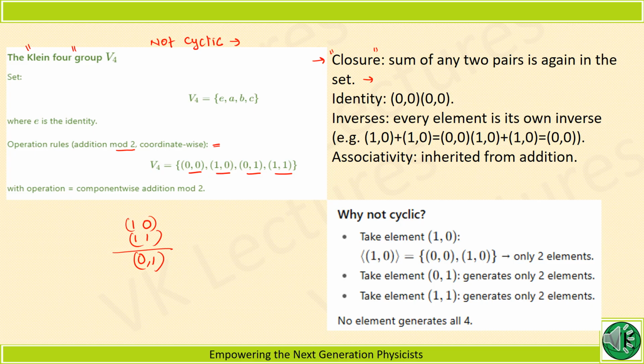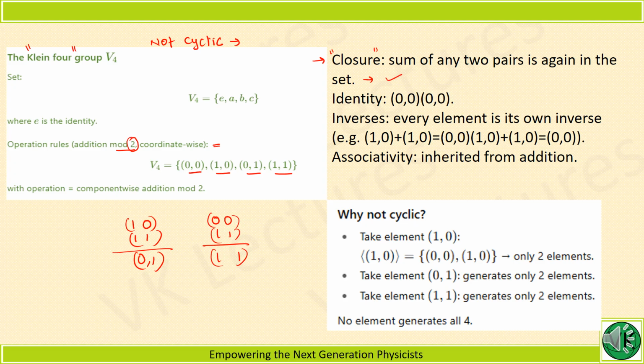Similarly, you take (0,0) and (1,1). You get (1,1), which is again in the group. So mod 2, please remember this. Okay. Now that is set.